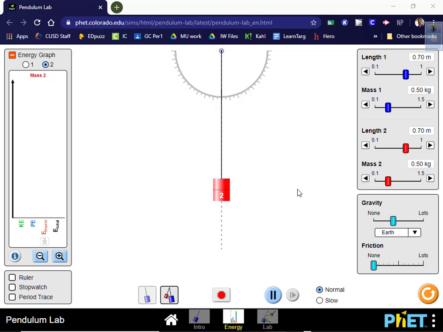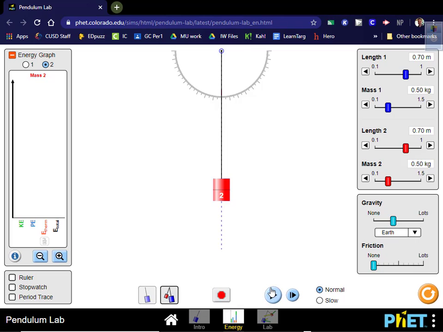What I have here is an online simulator that simulates the motion of a pendulum. I have this red pendulum hanging down here. You can see the information. The length is 0.7 meters, but we don't really care about that. The mass of this pendulum is 0.5 kilograms. We're going to be using that later. I'm going to click on pause so it doesn't start moving right away.